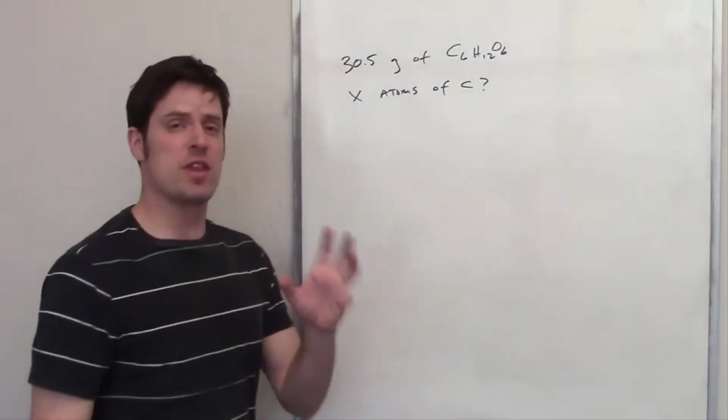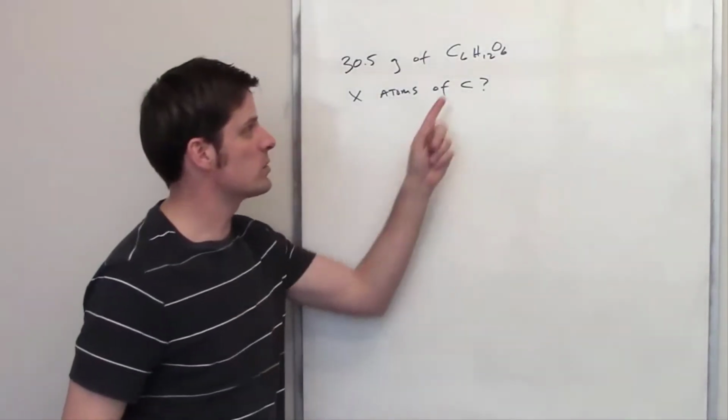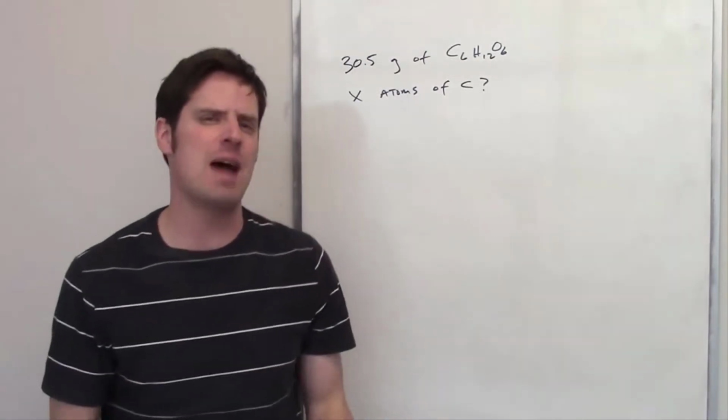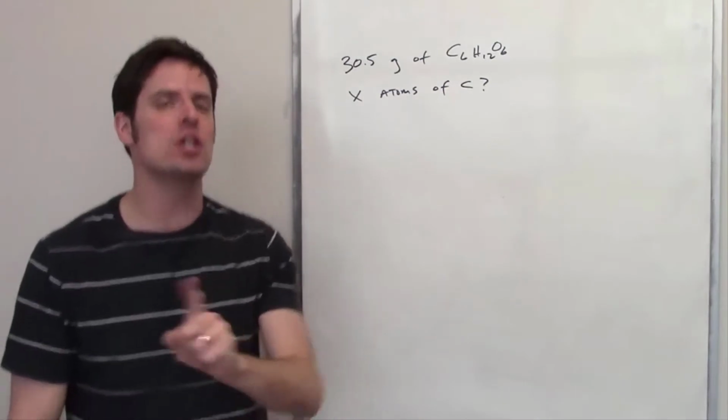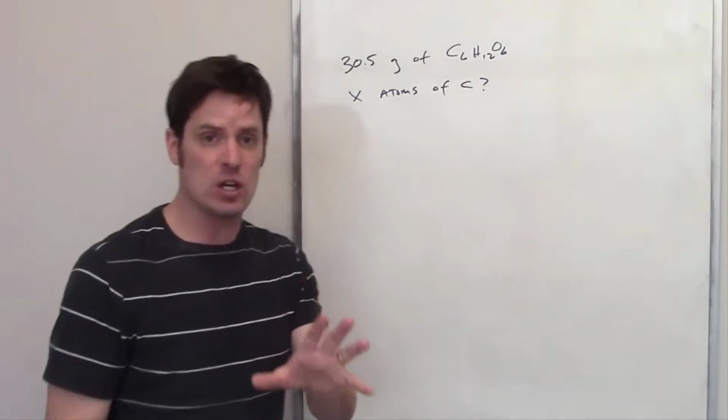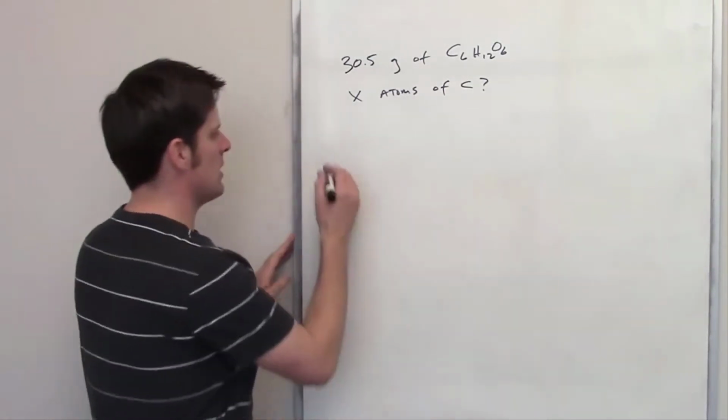In this question, I'm given 30.5 grams of glucose, which has that formula, and then asks me how many individual atoms of carbon would I have there. This is totally a dimensional analysis problem. So what we're going to do is begin with the value that we've been given.